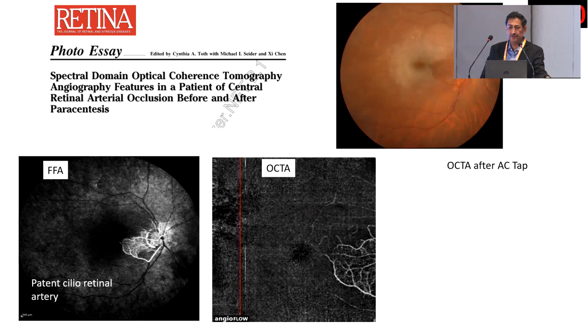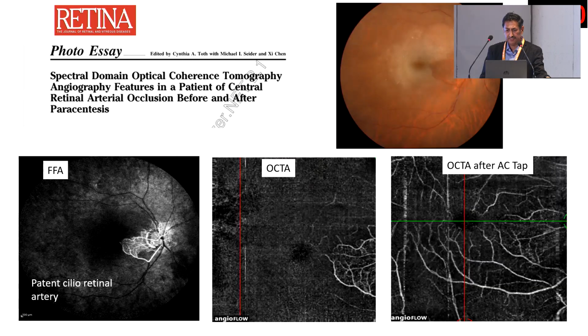This is another interesting case. Patient had a CRAO. So you can see it was a cilioretinal sparing CRAO. OCTA showed, and then this is after paracentesis immediately. So you cannot really keep doing FFA, but OCTA can be repeated, and this shows.